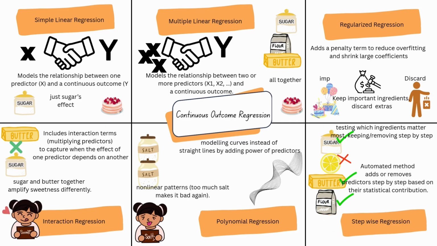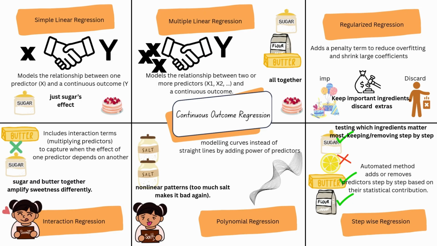Let's think of it like predicting the quality of a cake. In simple regression, we use just sugar's effect to predict the quality of the cake. In multiple regression, we use sugar, flour, butter all together. In regularized regression, we only keep the most important ingredients and discard the extras. In interaction regression, sugar and butter together amplify the sweetness differently. The interaction is taken into account.